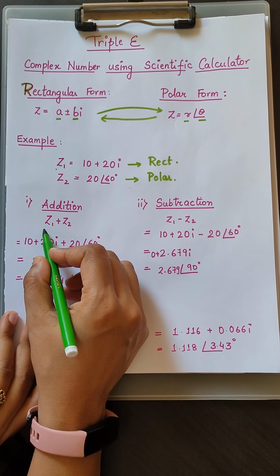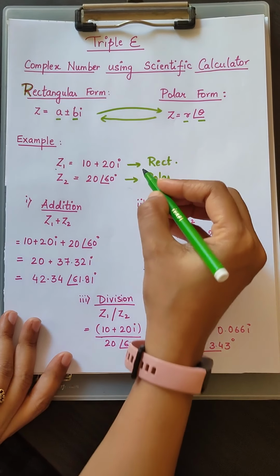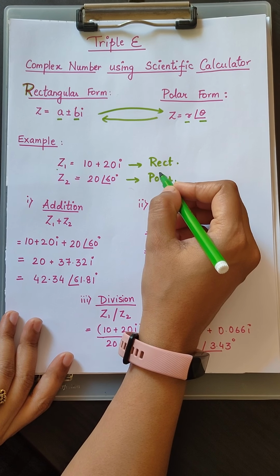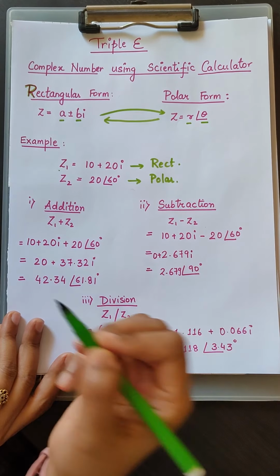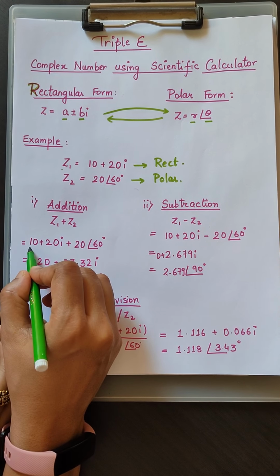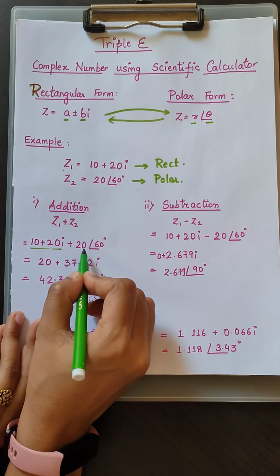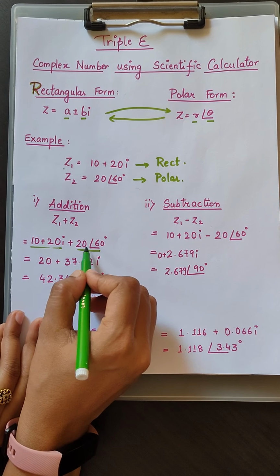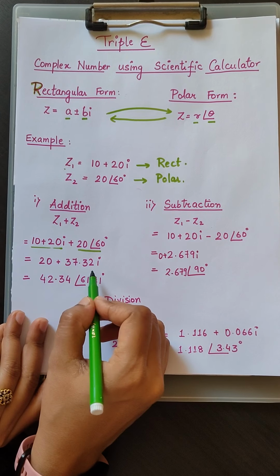So let us see how to do addition of these two numbers. So I'm not going to convert any of these two forms now. Later, after getting the final answer, we will convert one form to the other form. So first, let us see how to do addition. So here the first number is 10 plus 20i, I have taken as it is, plus 20 at an angle of 60 degrees taken as it is. And the same thing I will be applying in the calculator and see whether we are getting this answer or not.